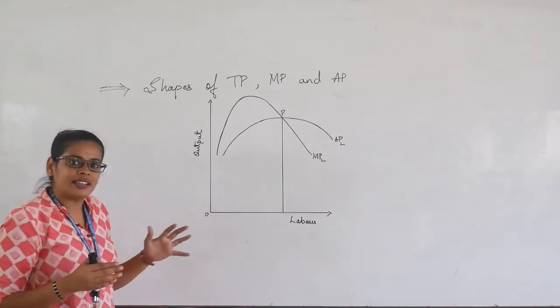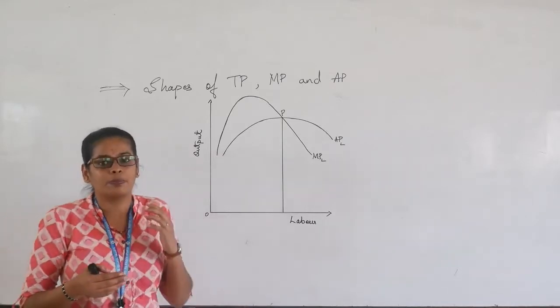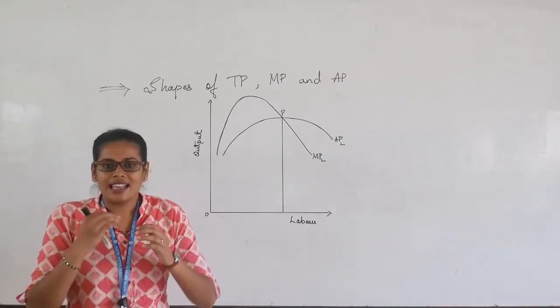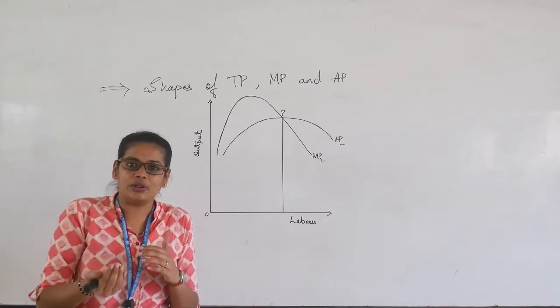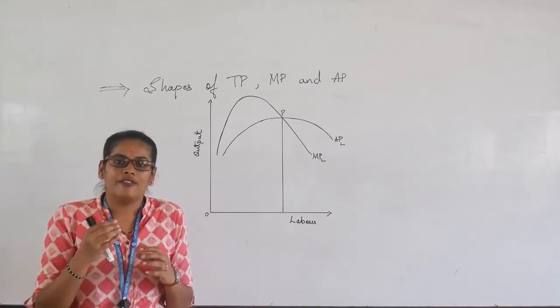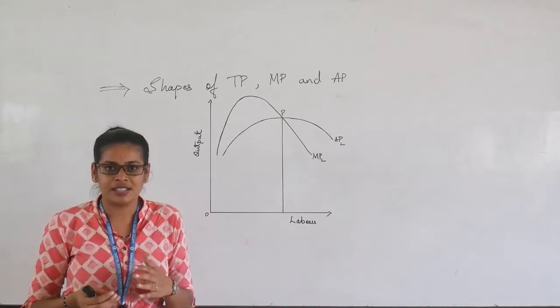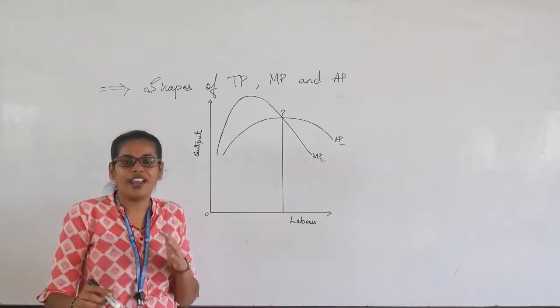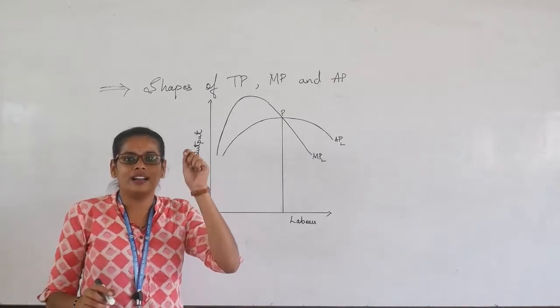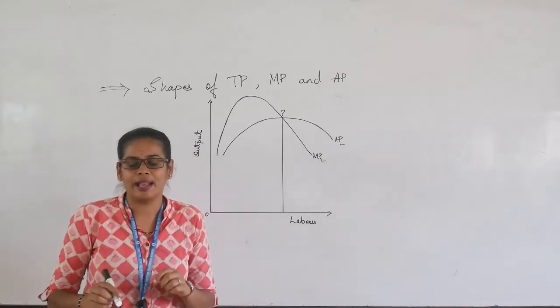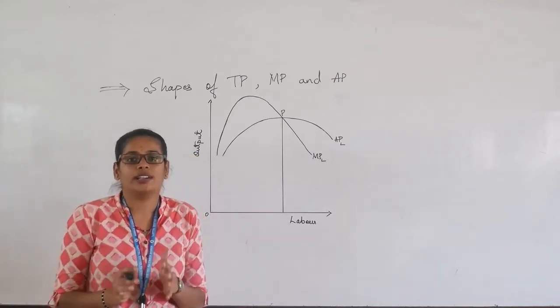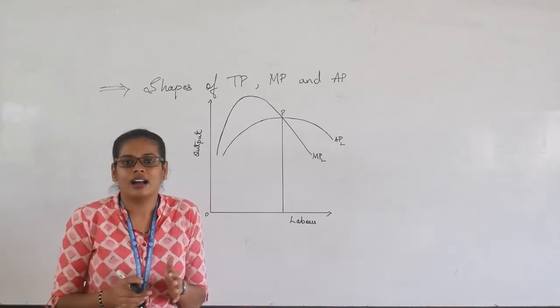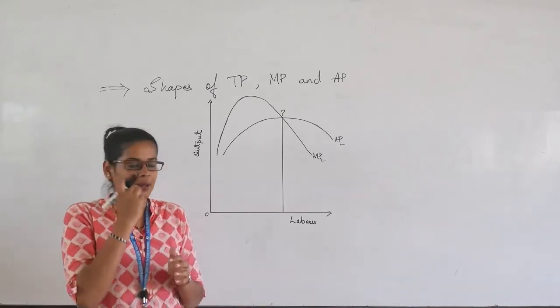What happens in this law of variable proportion? As you go on increasing the units of input, we get the output increased. Yes, but at a certain level of employment, what happens? There will be a gradual decrease in the output. So that's what it tells us about the law of variable proportion.